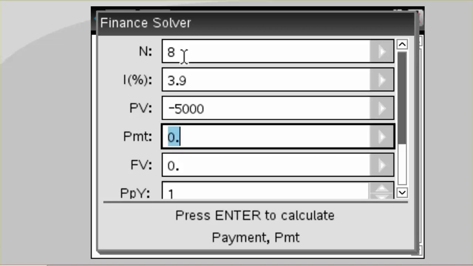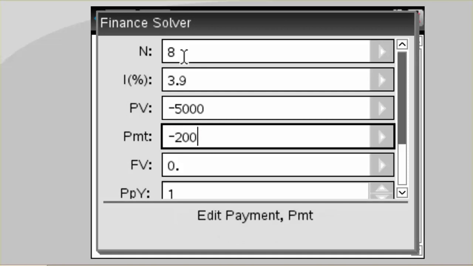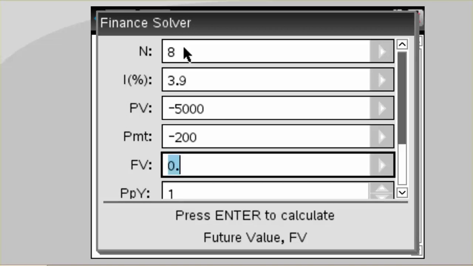Her PMT, so her payments, she's putting in $200 each quarter. I think I said monthly, I mean quarterly. So she's putting that in, so again, out of her pocket and into her account. Future value, that's how much the money will be invested at the end of the period. So that's what I want to find out. So I'll just leave that.